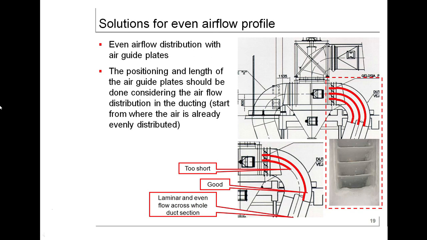Solutions for even airflow profile: even airflow distribution with air guide plates. The positioning and length of the air guide plates should be done considering the airflow distribution in the ducting, meaning start from where the air is already evenly distributed. Too short is not good; the goal is laminar and even flow across the whole duct section. You can see it in the diagram.